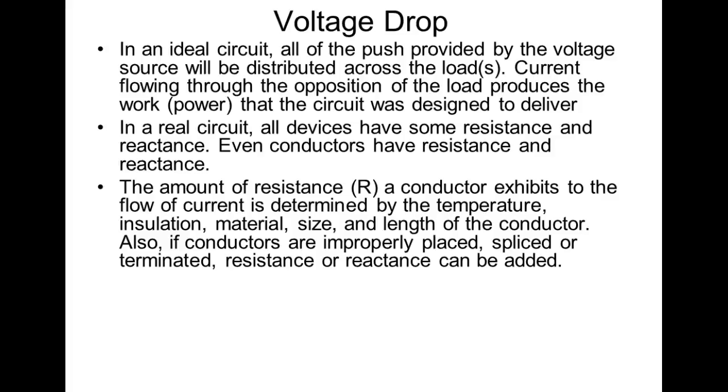The amount of resistance R a conductor exhibits to the flow of current is determined by what? What are the 4 main things that determine it? The second one shouldn't even be in the list because the second one changes this. So insulation. In the wintertime, we wear coats. Why do we wear coats? To keep us warm. So insulation will keep a conductor warm. So there are 4 things that determine the amount of opposition a conductor has.